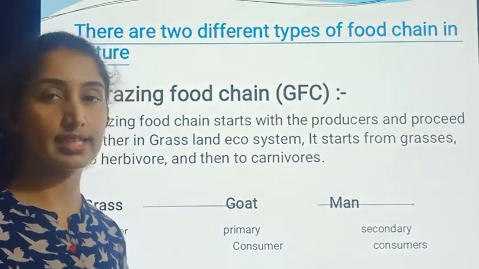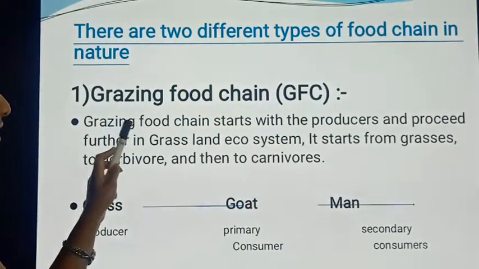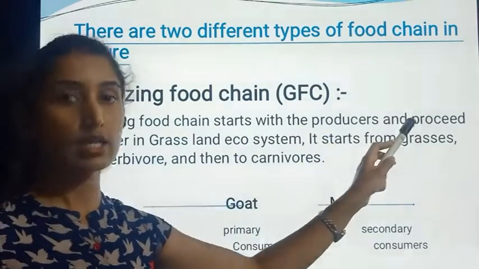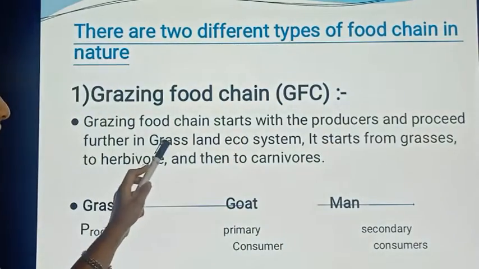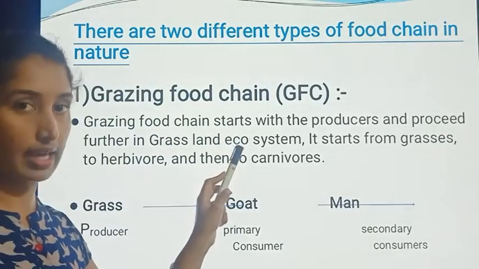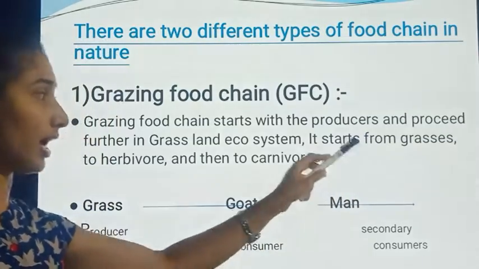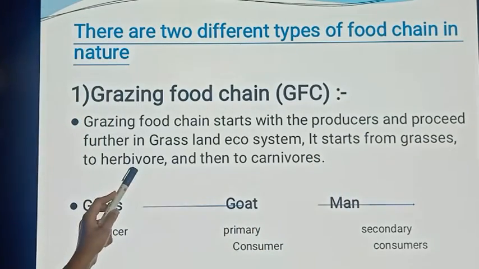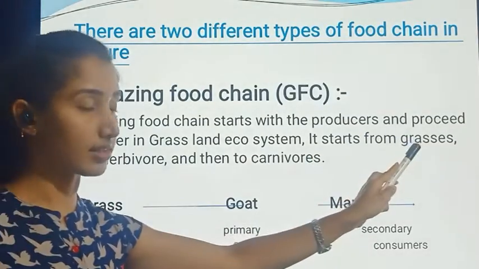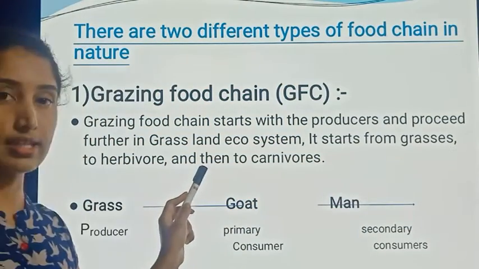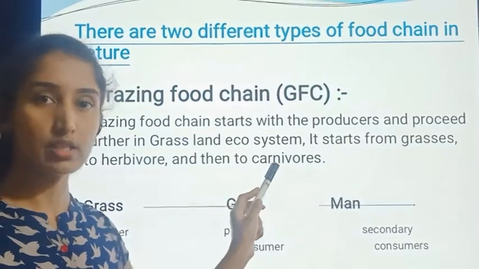Now what is the grazing food chain? The grazing food chain starts with the producer and proceeds further. In a grassland ecosystem, it starts from grasses and goes to herbivores. That means the grasses are eaten by the herbivores, and then the herbivores are consumed by the carnivores.